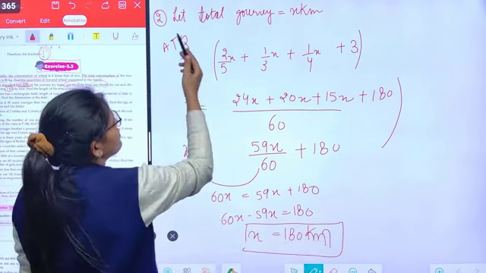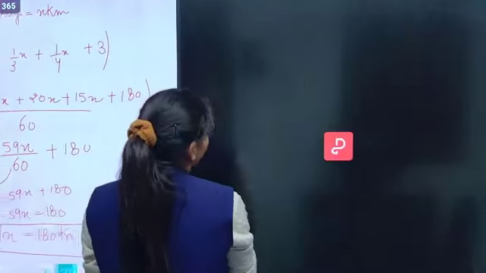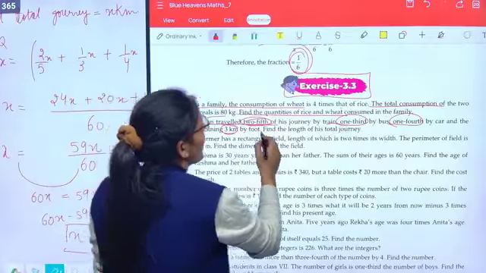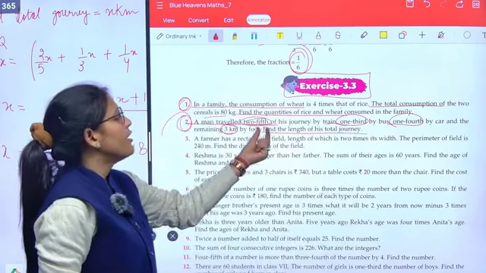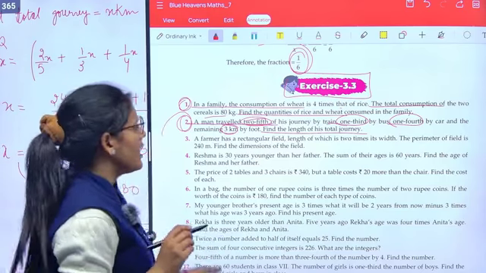Understand class. Here we found the value of the total journey. Understand class. So, find the length of his total journey: 180 kilometers is the length of his total journey. Understand class?